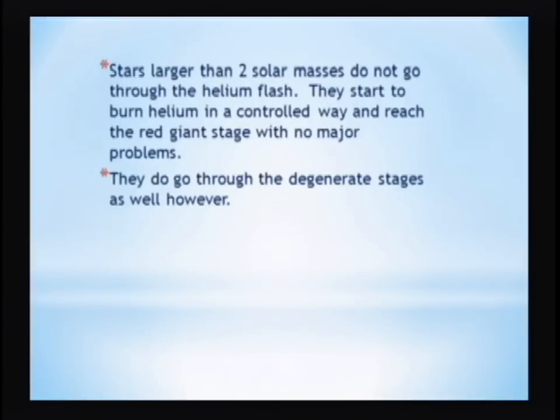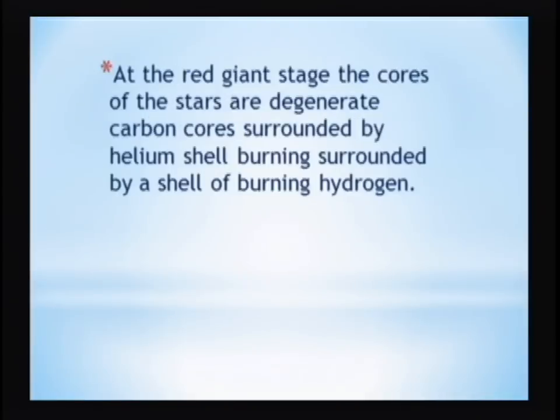Now, stars larger than 2 solar masses don't go through that helium flash. They do it more gradually. They're still burning helium, but they do it in a much more controlled way, and they basically head to that red giant region without any major problems. However, that core still does go through that degenerate electron core, and you still do have to eventually build enough energy up to kick those electrons back to their regular state.